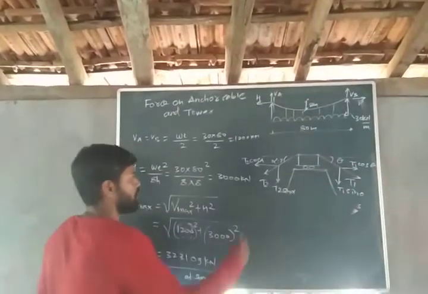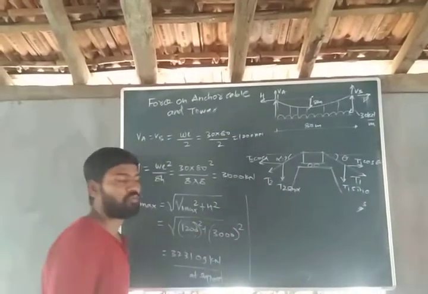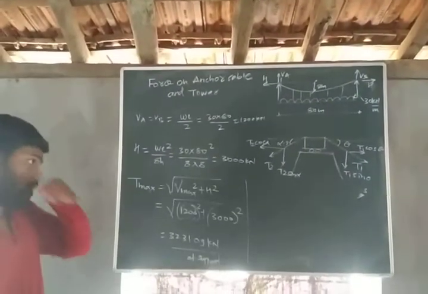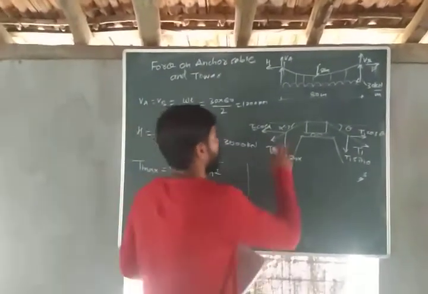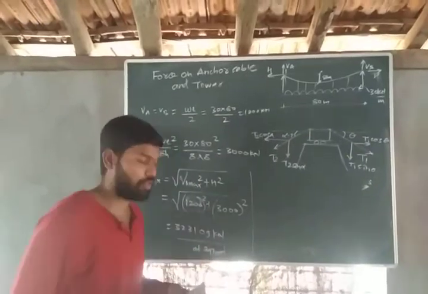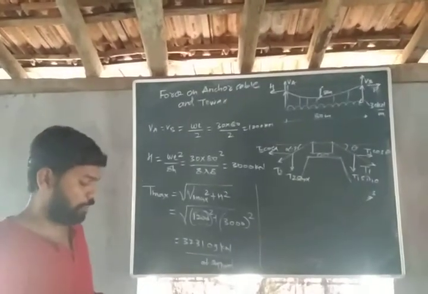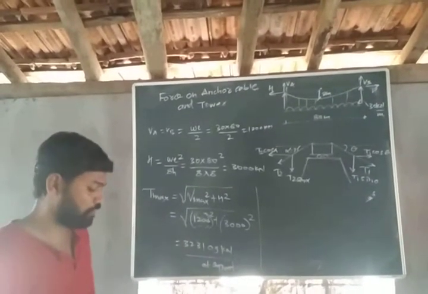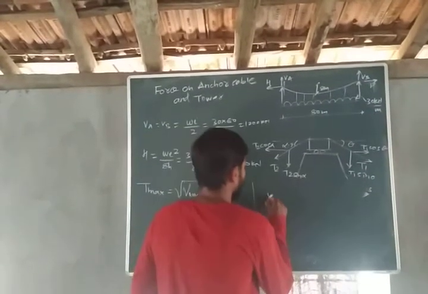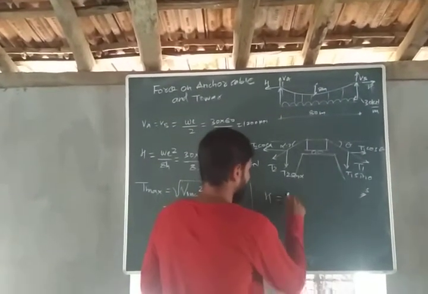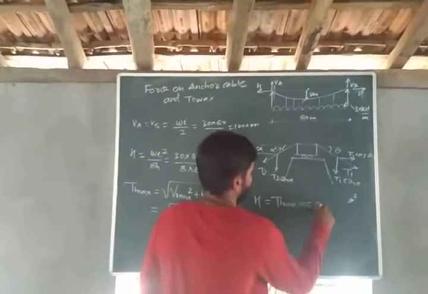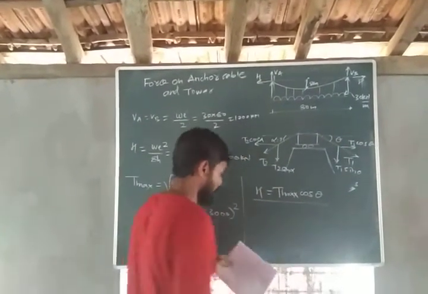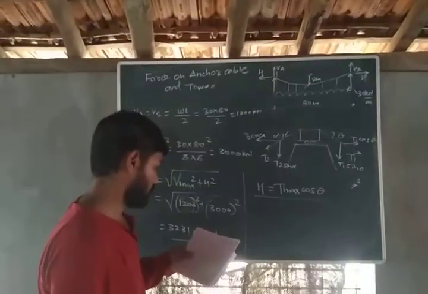Next, forces on the tower. We want to calculate the forces on the tower. Before we calculate the forces on the tower, you should know the inclination alpha. You should know this value of inclination. So how will you calculate that inclination? By using this equation: H is equal to T max cos theta.